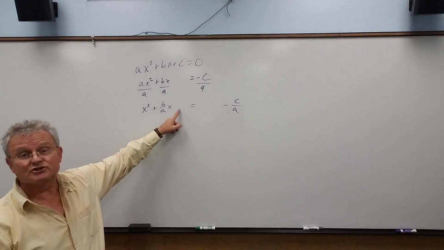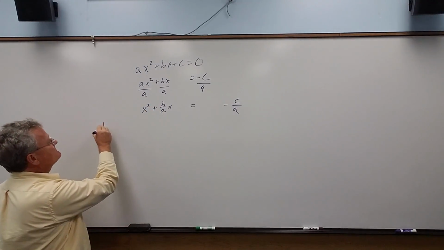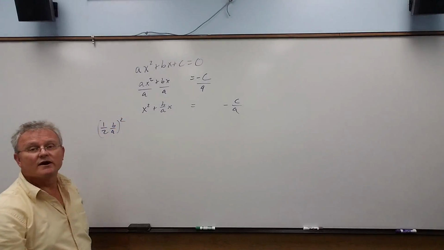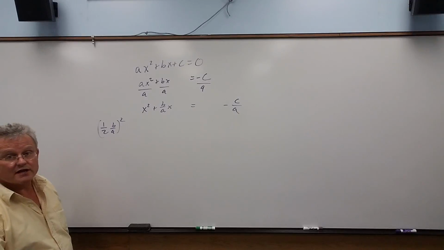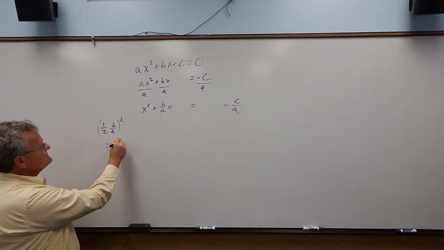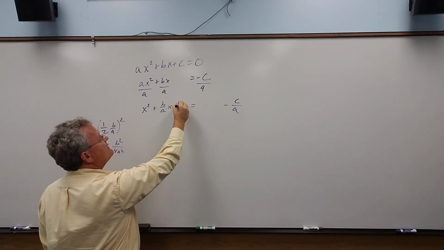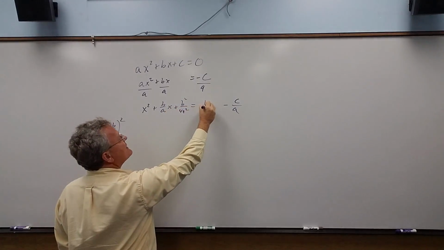Now, to complete the square, we take half of the coefficient of x and square that. When I square this, we get b squared over 4a squared. So this is b squared over 4a squared. So I add b squared over 4a squared to both sides.